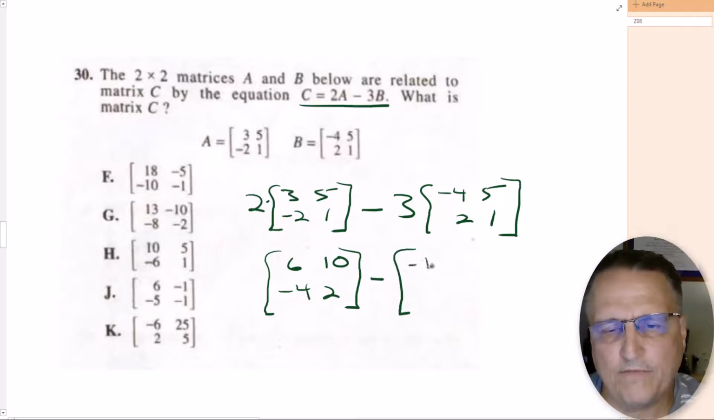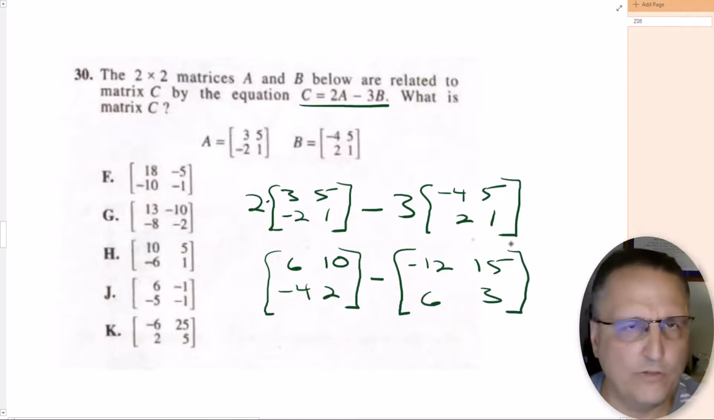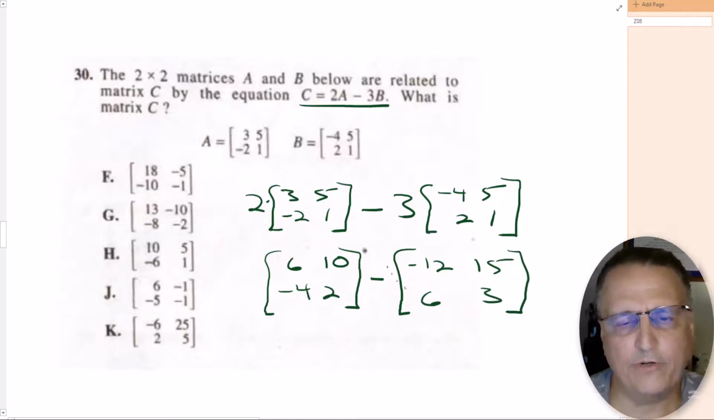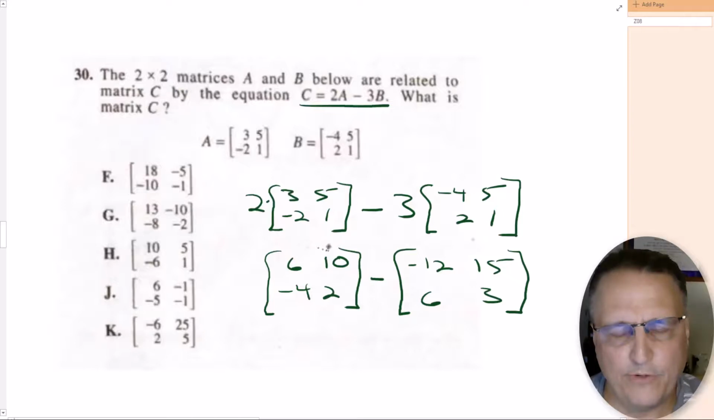So this would be a negative 12, this would be a 15, a 6, and a 3 when I distribute that 3 multiplication to all of the elements inside the matrix. Now I'm going to do matrix subtraction. These are both 2 by 2 matrices, so I can certainly subtract them, and I would do that by subtracting their corresponding elements. 6 minus a negative 12 would give me a positive 18.